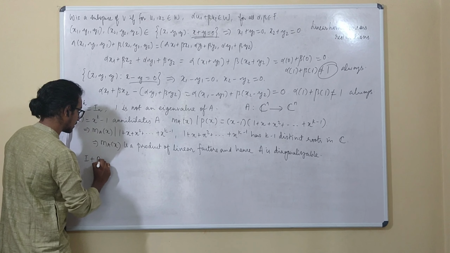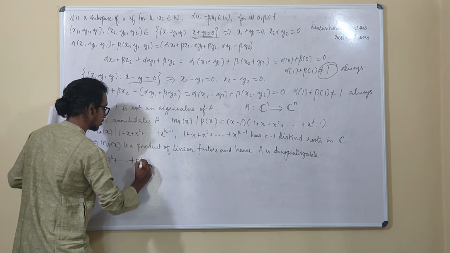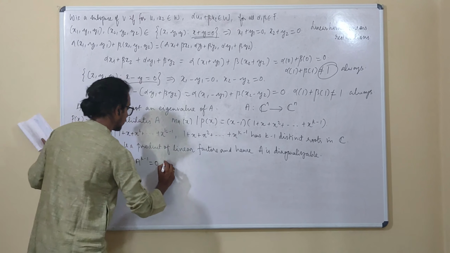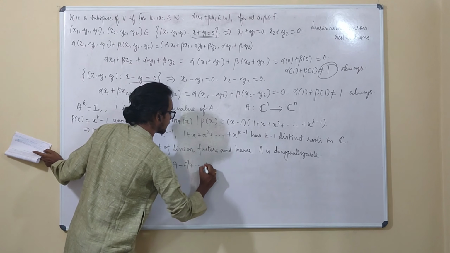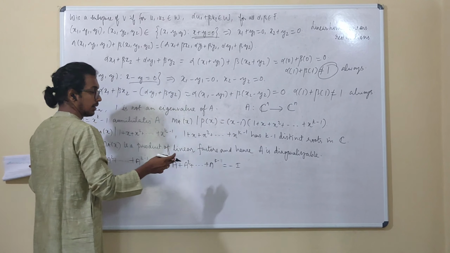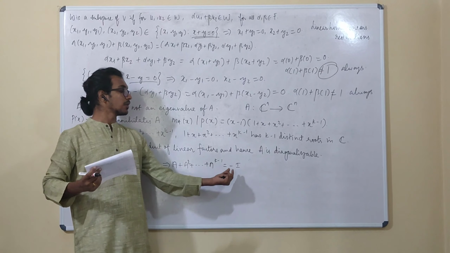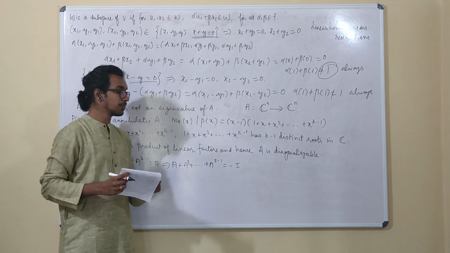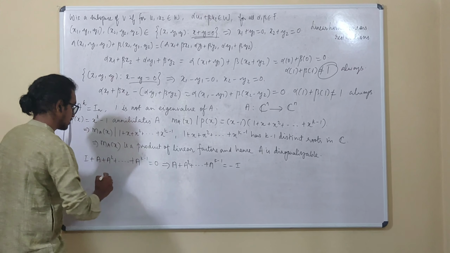So we have 1 plus A squared etc. till A to the power k minus 1 is 0, from which what we deduce is A plus A squared etc. till A to the power k minus 1 is minus identity. In option 2 it is given that the sum is equal to the 0 matrix, which is not true. And in the third option we are talking about the trace of these things.